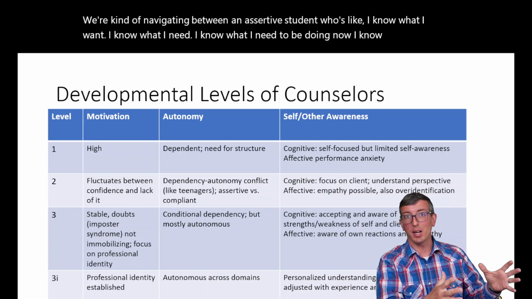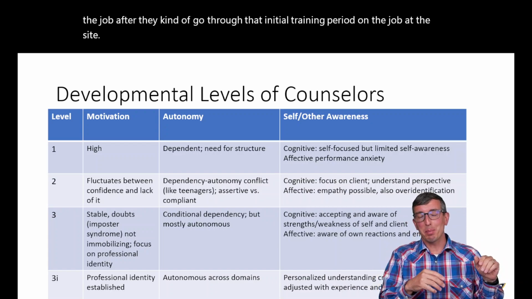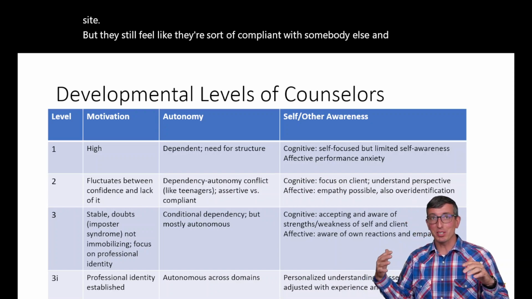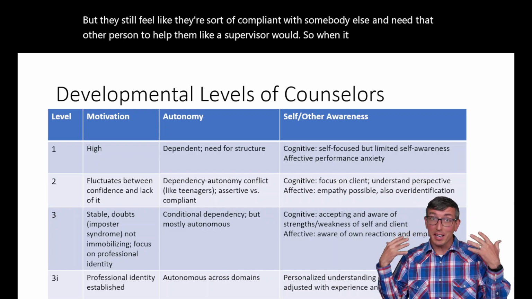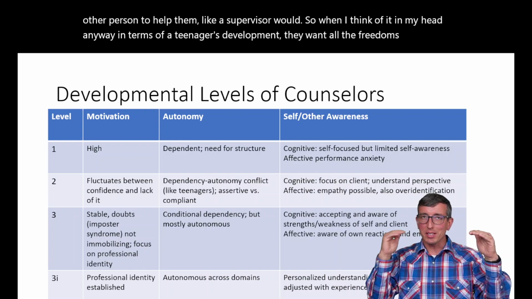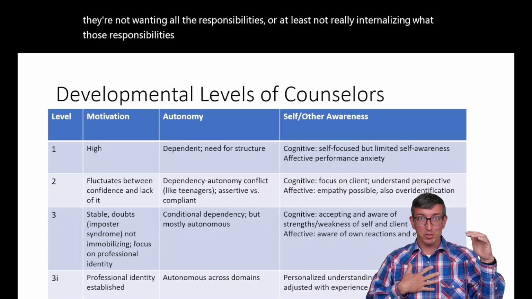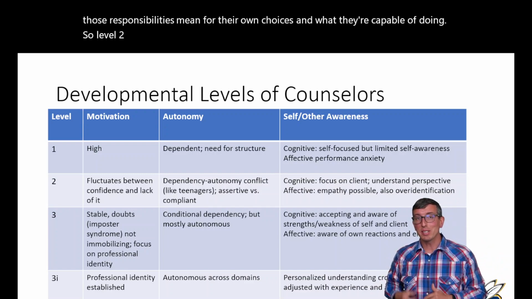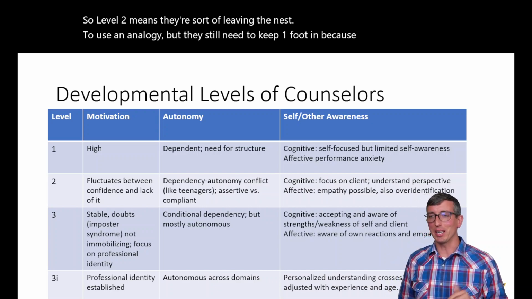I know the tasks of the job after they kind of go through that initial training period on the job at the site. But they still feel like they're sort of compliant with somebody else and need that other person to help them, like a supervisor would. So when I think of it in my head anyway, in terms of a teenager's development, they want all the freedoms, but they're not wanting all the responsibilities, or at least not really internalizing what those responsibilities mean for their own choices and what they're capable of doing. So level 2 means they're sort of leaving the nest, to use an analogy, but they still need to keep one foot in because they're not fully ready to go.